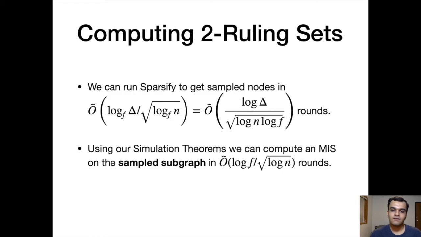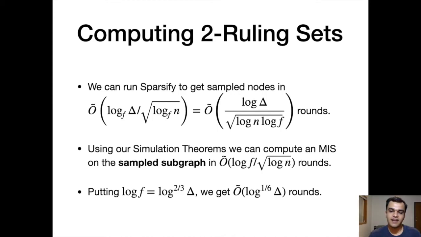And then we run an MIS algorithm on the sampled subgraph using our simulation theorems again. And since the sampled subgraph has maximum degree f log n, the MIS algorithm runs in O tilde f log f over square root log n rounds. We get the required running time of log delta raised to 1 over 6.